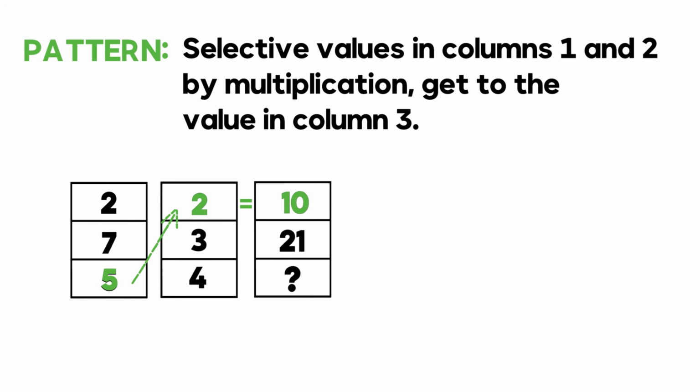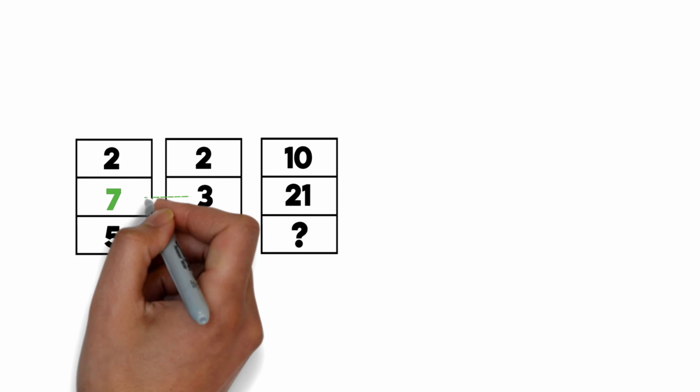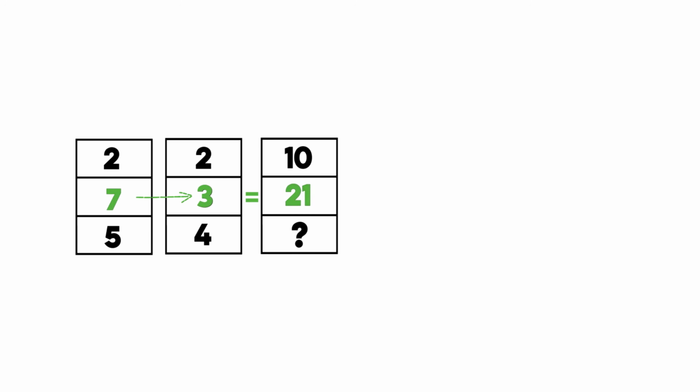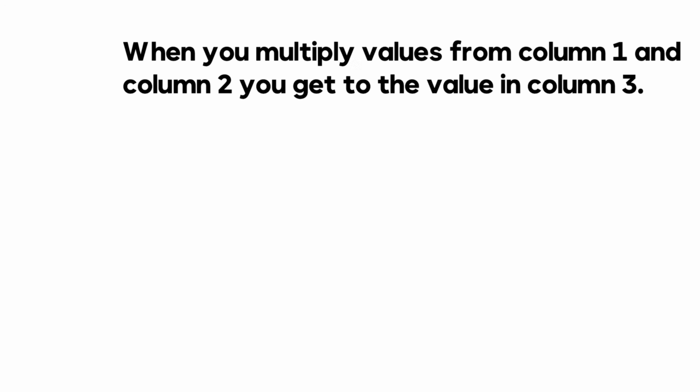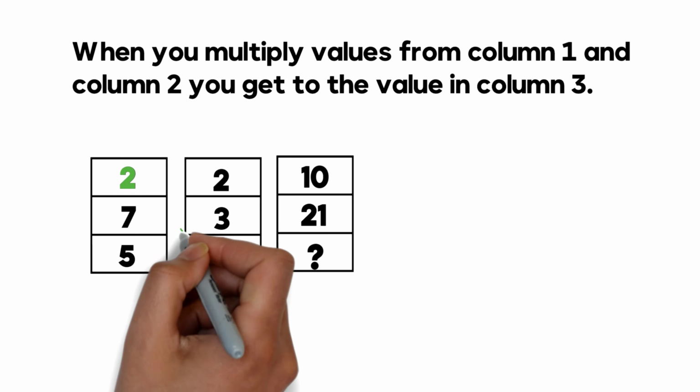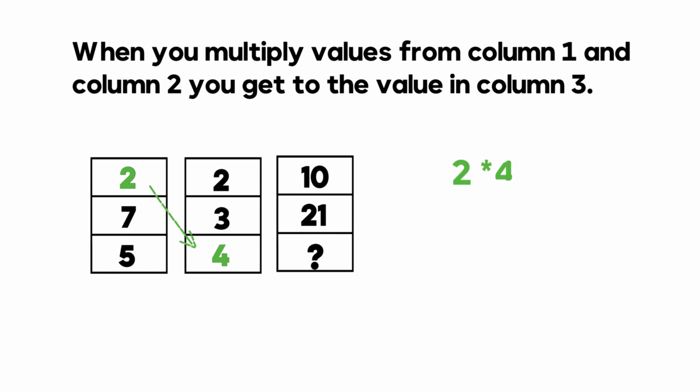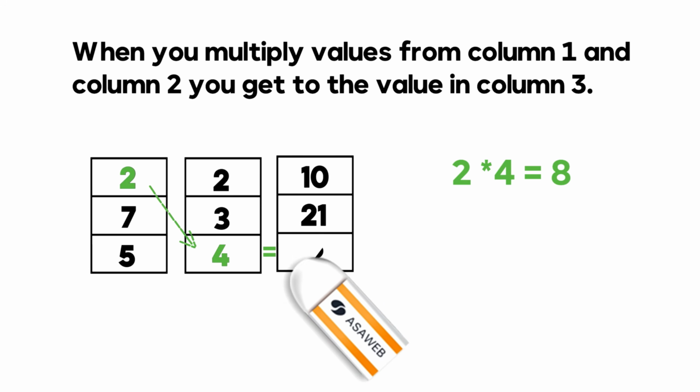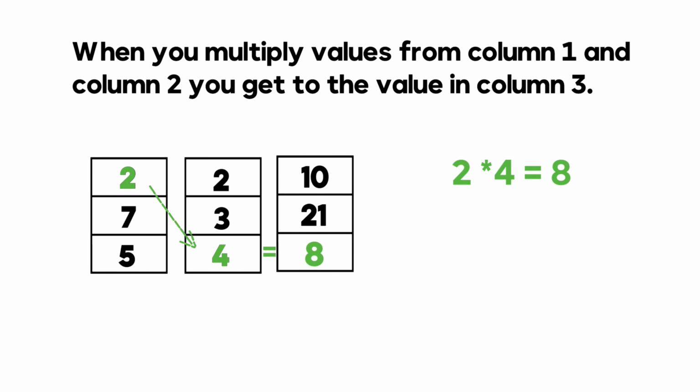If we multiply 5 by 2, we get to the value of 10. Second set of values represented by the middle row. 7 multiplied by 3 equals 21. So the missing value here can be calculated by multiplying 2 by 4, and the end result would be equal to 8. So the correct answer to this problem is choice A, 8.